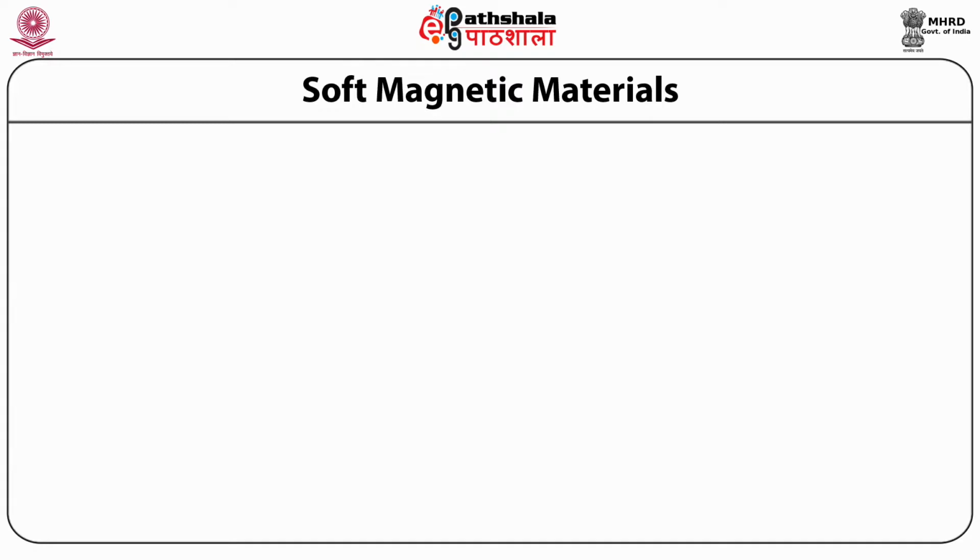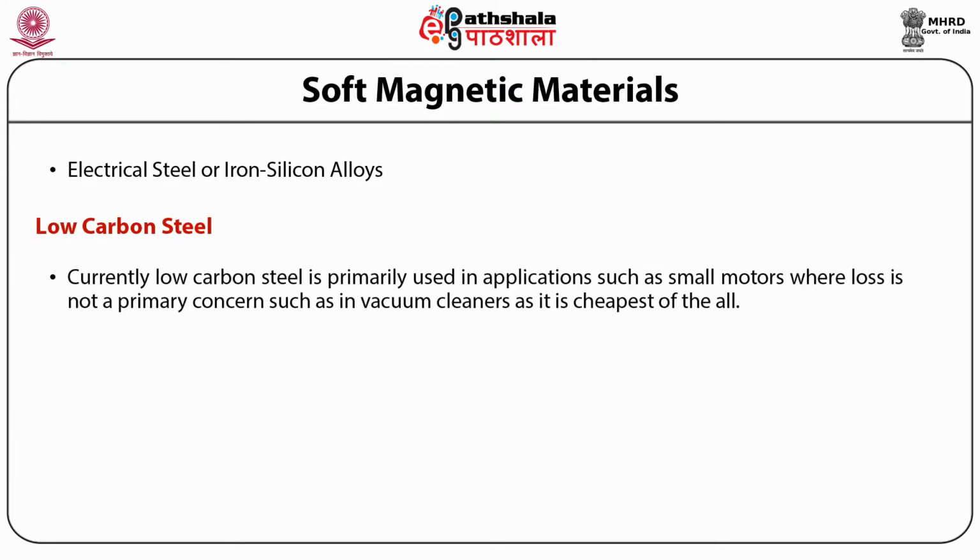Now students, here we will be discussing the different examples of soft magnetic materials. Previously, we have discussed the electrical steel or iron silicon alloys. The electrical steel or iron silicon alloys are of three types. First is low carbon steel. Currently, low carbon steel is primarily used in applications such as small motors where loss is not a primary concern, such as in vacuum cleaners. It is the cheapest of all.